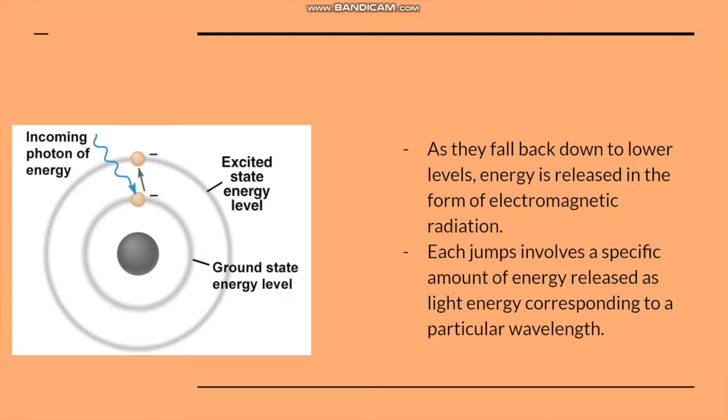Each of these jumps involves a specific amount of energy being released as light, and each corresponds to a particular wavelength. When that electromagnetic radiation falls between 400 and 700 nanometers in wavelength, it is given off in the form of visible light. As a result, a spectrum of lights will be produced, some of which will be in the visible part of the spectrum. The color we will see will be a combination of all these individual colors.